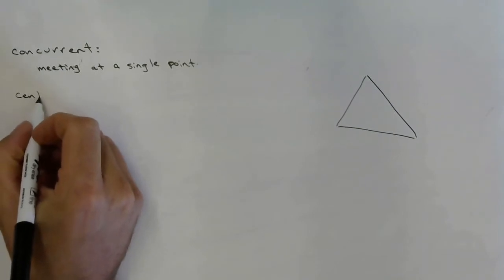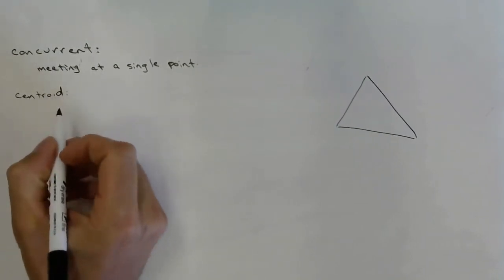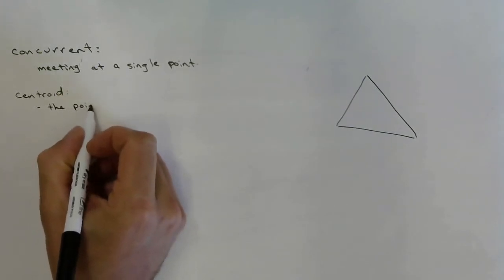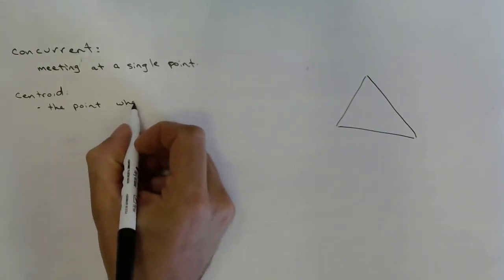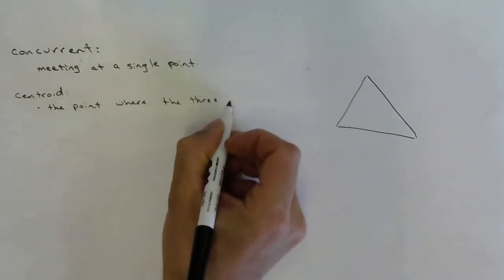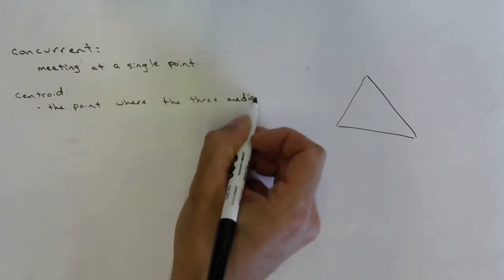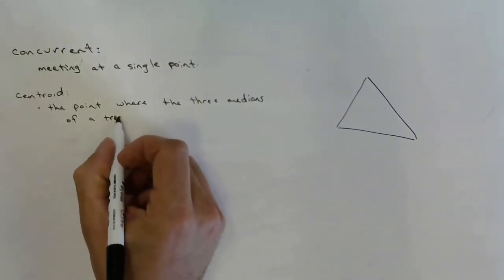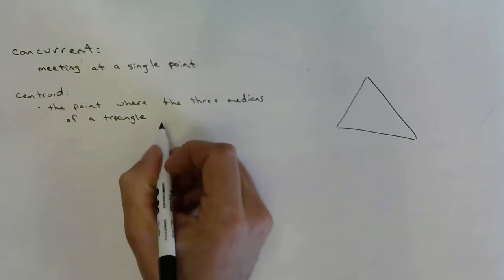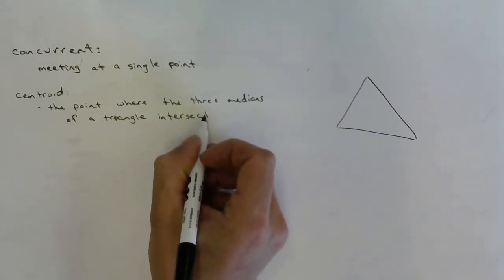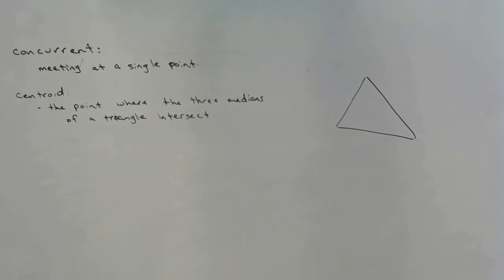And centroid. Centroid is the point where the three medians of a triangle intersect. All right, you're going to be dealing with some intersection of lines. So let's think about these medians.